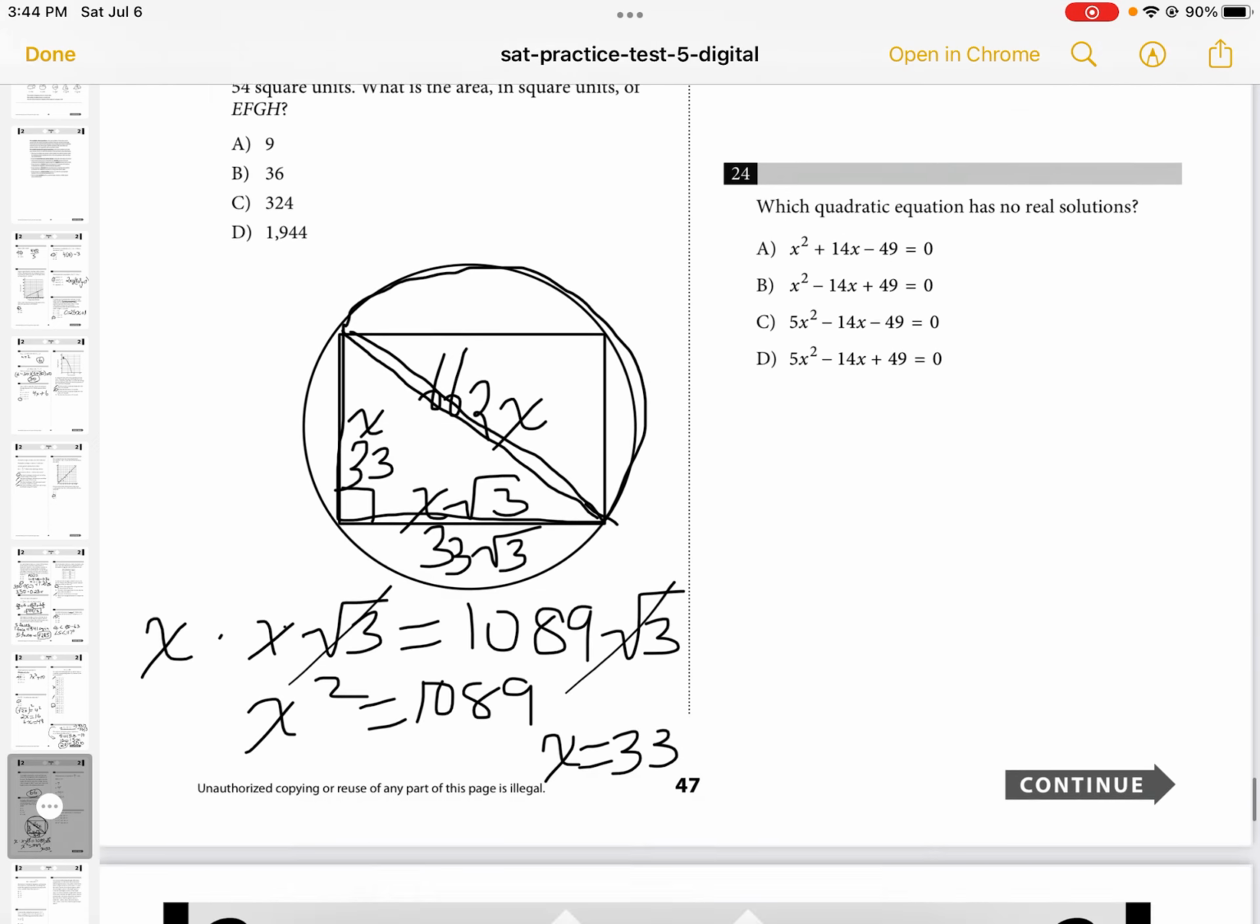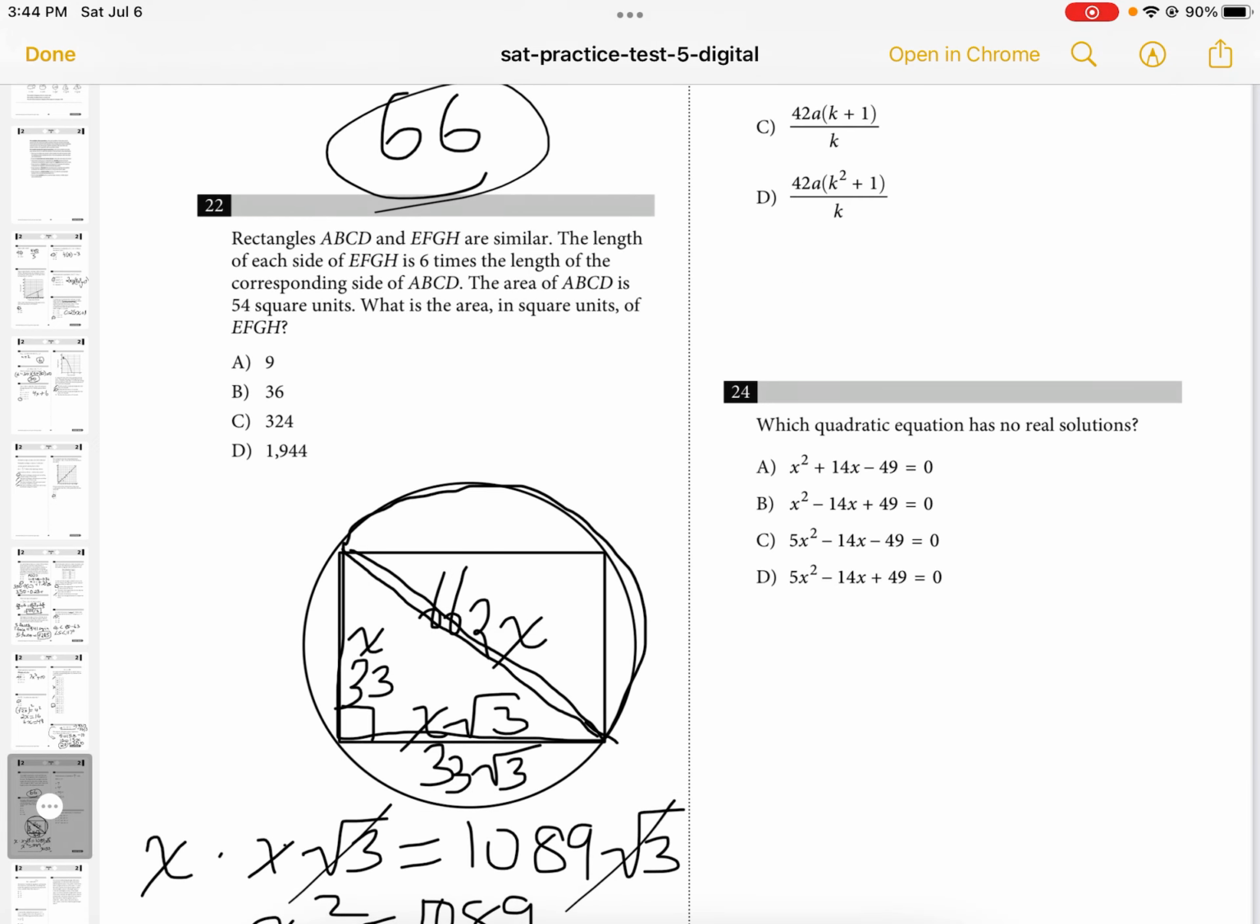Next question. Rectangles ABCD and EFGH are similar. The length of each side of EFGH is 6 times the length of the corresponding side of ABCD. The area of ABCD is 54 square units. What's the area in square units of EFGH?